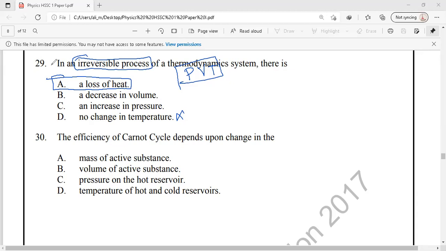Next, we have the last question of this year 2017. The efficiency of the Carnot cycle depends upon the change in what? We know that the efficiency of a Carnot engine is 1 minus T2 over T1 times 100. So the efficiency only depends on these two temperatures, that are the temperatures of the hot reservoir and the cold reservoir. So the correct answer for the last question, question 30, is option D.